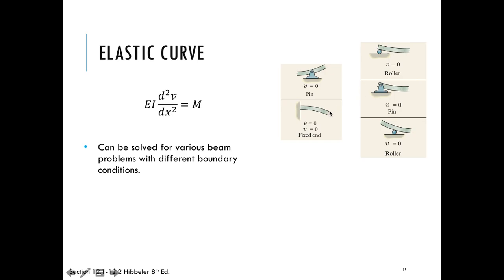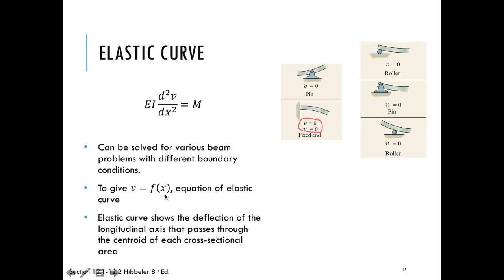Whereas if we have a fixed end, a fixed boundary condition, then we know that both the displacement and the rotation at the fixed end of the beam are constrained to be zero. So for different types of supports, we have different boundary conditions acting on a beam, and using these boundary conditions, we can solve our moment curvature relationship to get the deflected shape of the beam. Basically, that is to find the deflection v of a beam at any given point along it x.